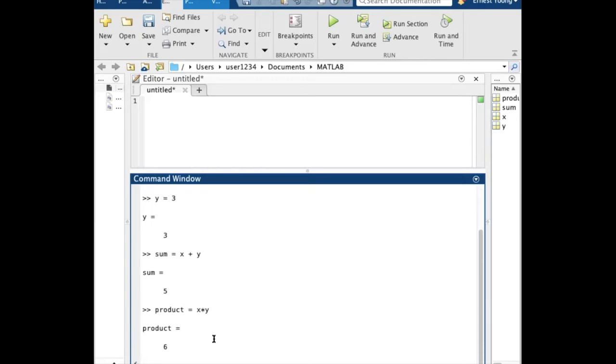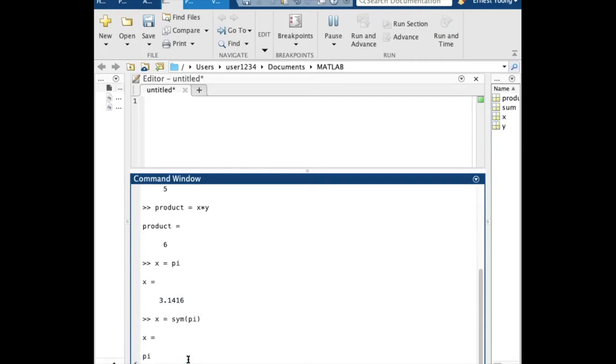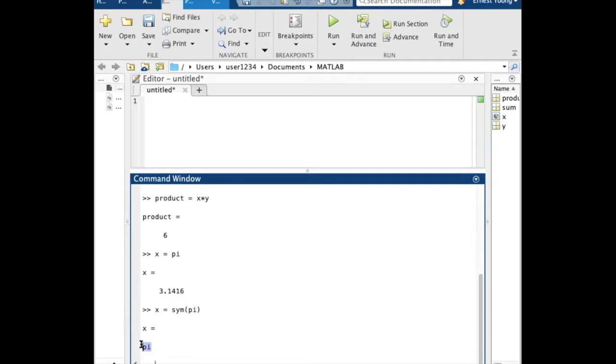Next, if we want to print out a number in an exact solution, let's say I define x right now as pi. It's 3.14, right? Instead of that, I need to write x is equal to sym pi, and we print out just pi itself. So this is in the exact solution.